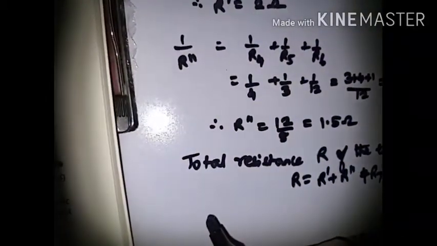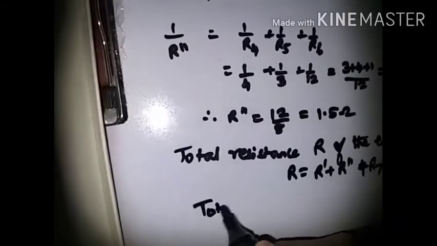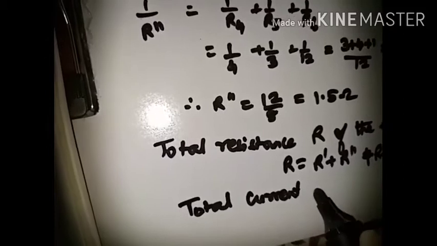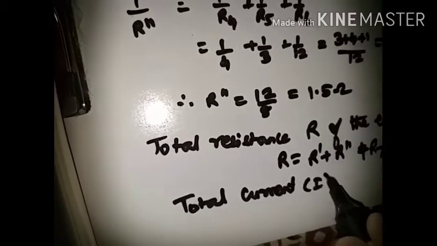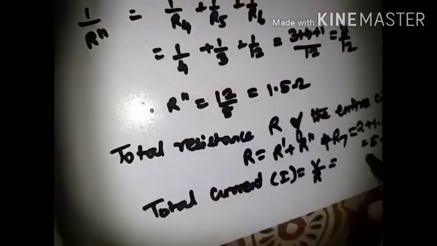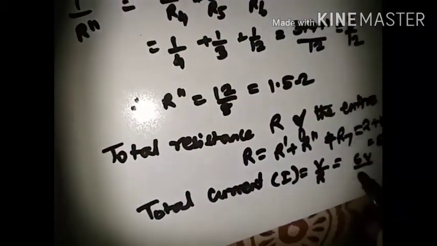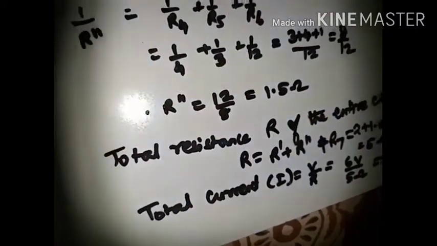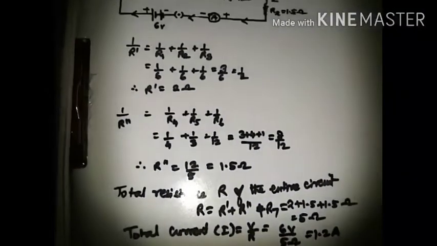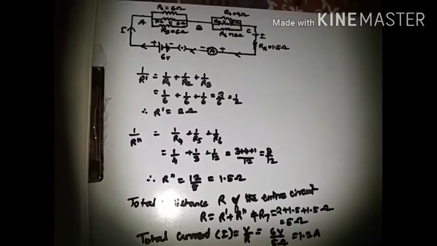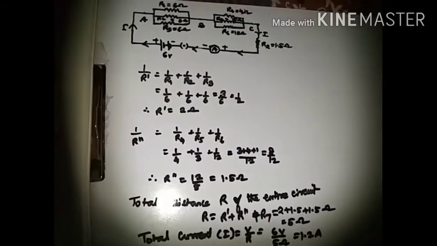Now to find out total current, how to find it out? Can anybody tell me which law we can use? We can use Ohm's law. So we will be using Ohm's law. Total current I is equal to V by R. V is 6, R is 5. Just now we have calculated and it turns out 1.2 ampere. So this is the solution for this circuit where we have considered the numerical values.